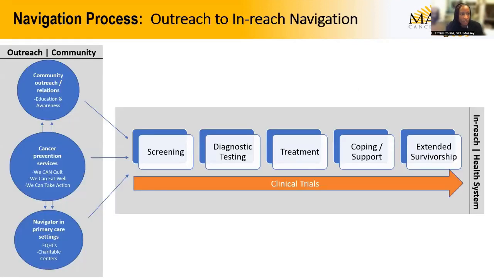And so I just wanted to share this process with you to show what the model looks like for us for outreach from the community on to reach into the health system. We have our outreach team members in the community providing education and awareness, as well as we have a few cancer prevention services. I mentioned the We Can Quit. Another service that we offer is We Can Eat Well.